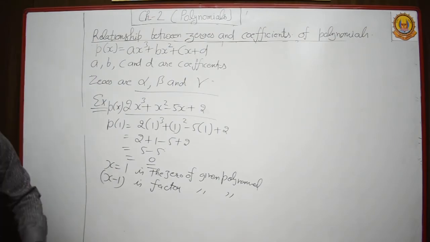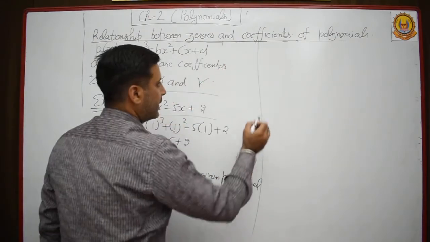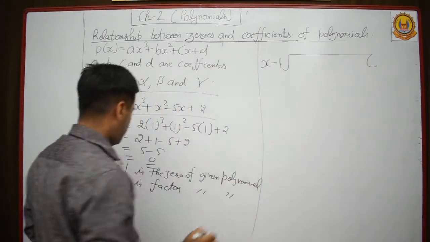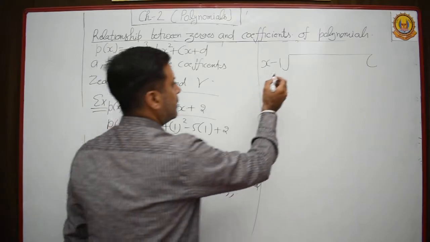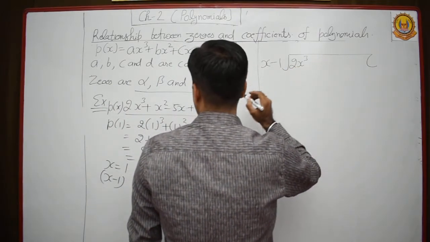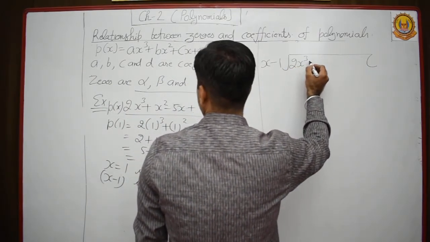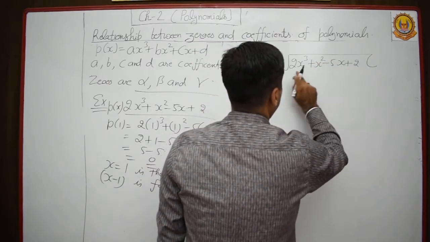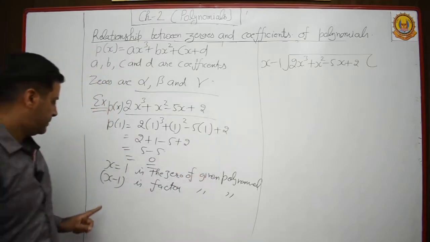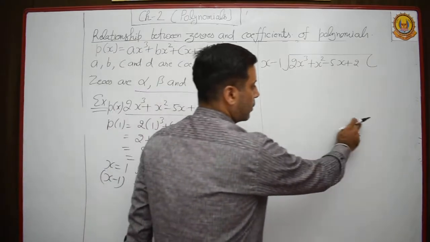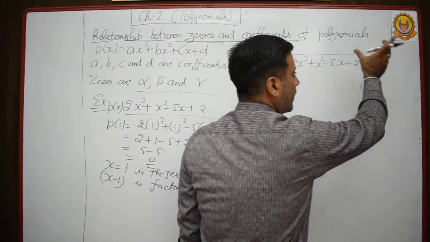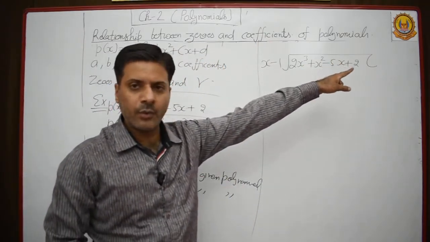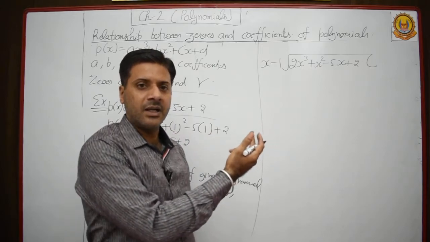And the factor theorem means that when you divide the given polynomial by x minus 1, this polynomial is taken as the dividend, 2x cube plus x square minus 5x plus 2. When you divide this expression by this factor x minus 1, you will get remainder 0. And here you will get the quotient as a quadratic. So make the factors of that quadratic polynomial, and you will get 2 more factors and 2 more zeros.